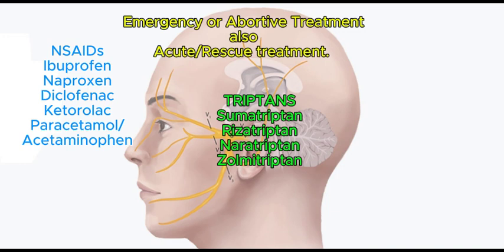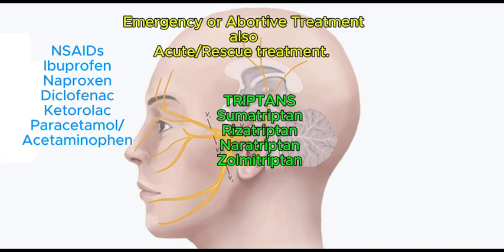Triptans can be used with or without a non-steroidal anti-inflammatory drug, for example, naproxen, for moderate to severe attacks. Patients who do not respond well to one triptan may respond to another. Triptans should be limited to less than 10 days of use within a month to avoid rebound headaches or medication overuse headaches. Triptans are serotonin receptor subtype selective drugs.